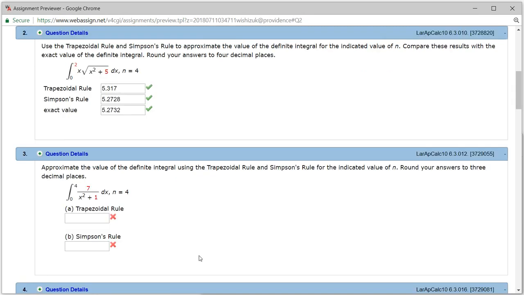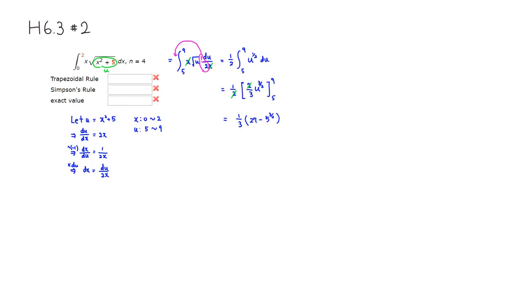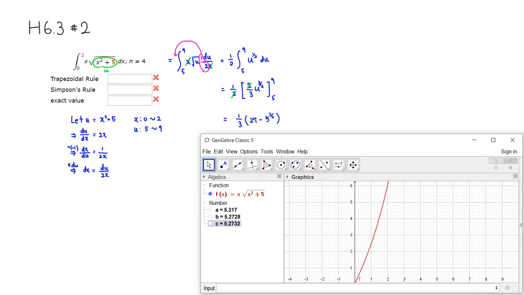It came back and looks like we got all 3 correct. That's it. I hope that this was clear.